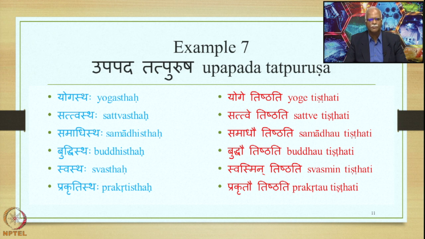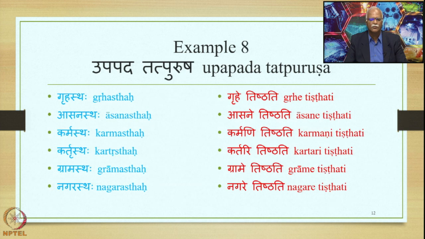And since upapada tatpurusha samasa is a nitya samasa of aswapada vigraha kind, we do find that difference as far as the compound output is concerned and the laukika vigraha is concerned. So yogasthaha, its vigraha is yoge tishthati. Sattvasthaha, and its vigraha is sattve tishthati. Samadhisthaha, and the vigraha is samadhau tishthati. Buddhisthaha, and the vigraha is buddhau tishthati. Swasthaha, swasmin tishthati. Prakritisthaha is prakritau tishthati. These are the examples of upapada tatpurusha samasa in the Srimad Bhagavad Gita.